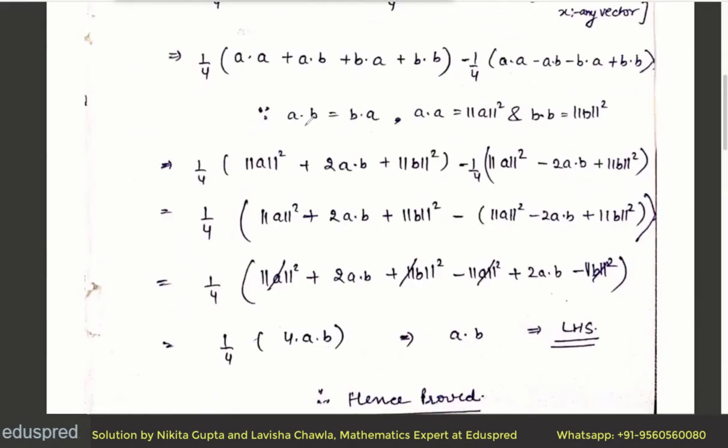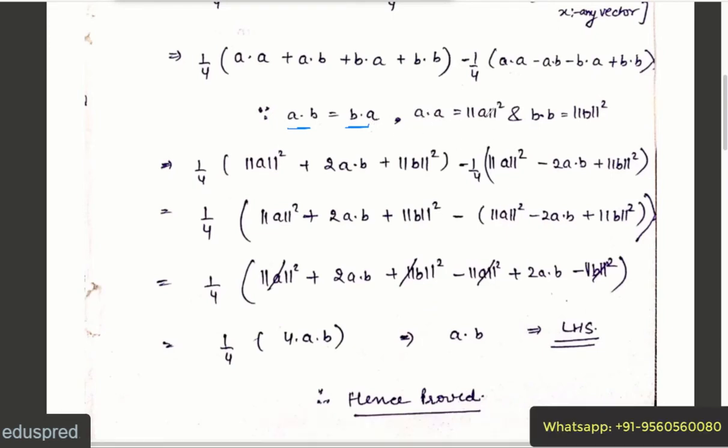Now, we know that A dot B is equal to B dot A by the rules of vectors, and also A dot A is equal to norm of A square and B dot B is equal to norm of B square. So, making the substitution for the same, we get that 1 divided by 4 multiplied by norm of A whole square plus 2AB plus norm of B whole square minus 1 divided by 4 norm of A whole square minus 2AB plus norm of B whole square. Now simplifying this, I will get that this entire expression is nothing but 1 divided by 4 norm of A square plus 2AB plus norm of B square minus norm of A square plus 2AB minus norm of B square.